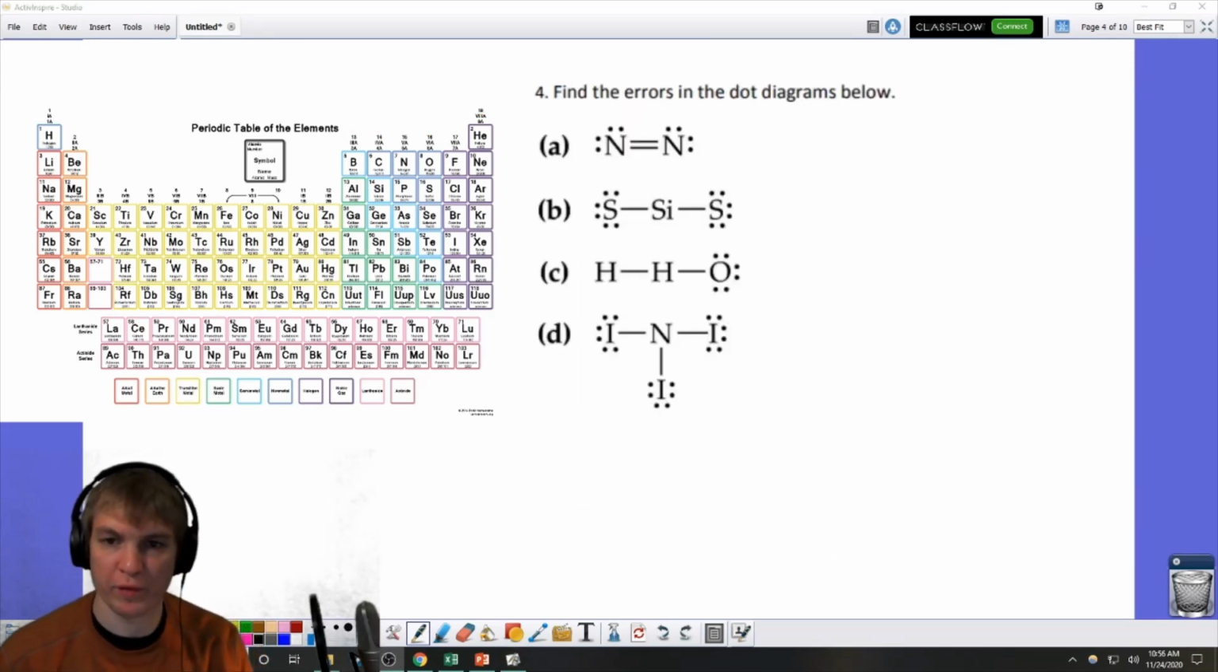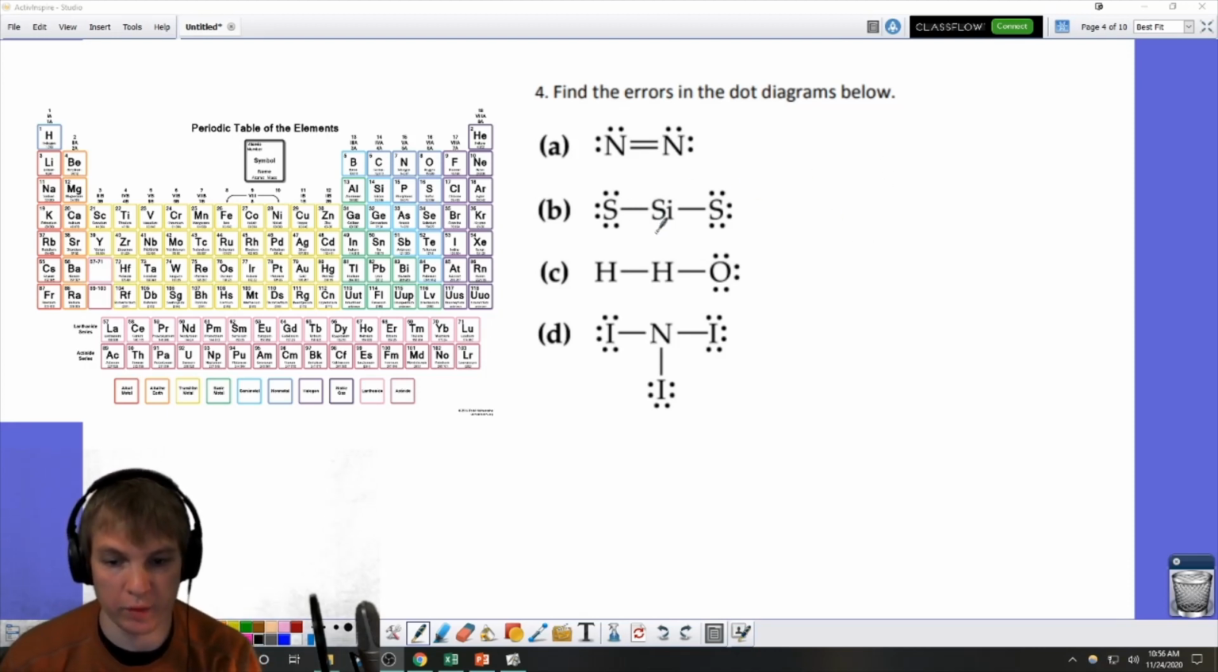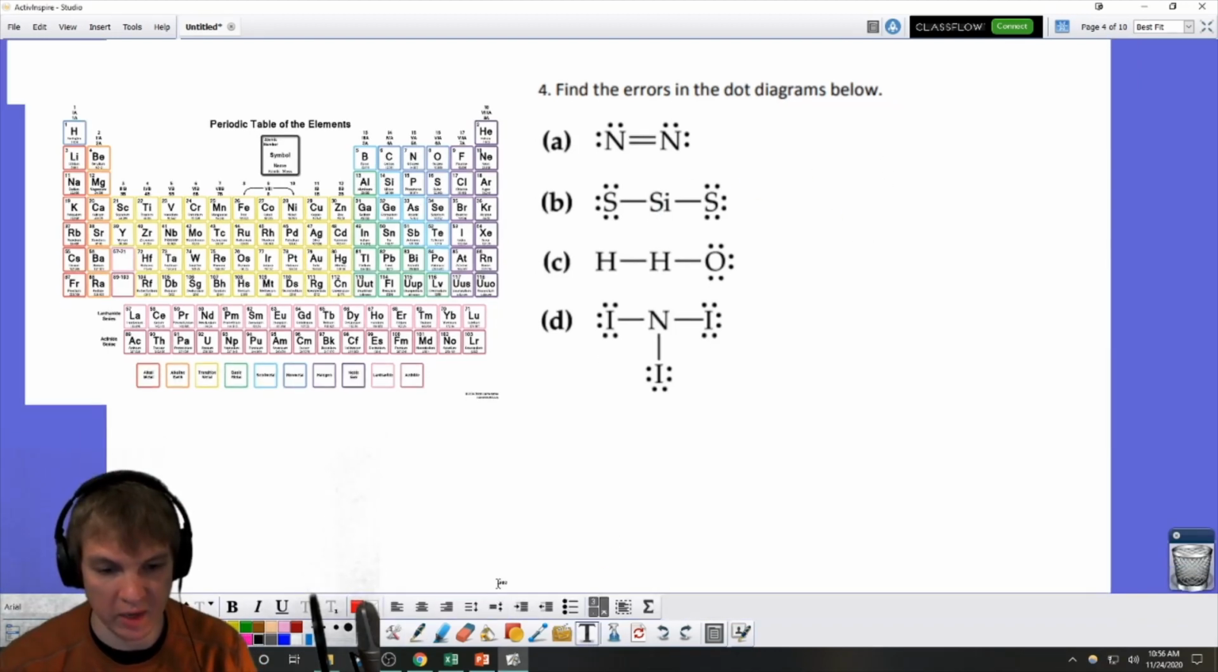Practice problem number 4 wants us to find the errors in the dot diagrams below. Okay, so the first thing that I would check, I'm actually going to type this out for us.